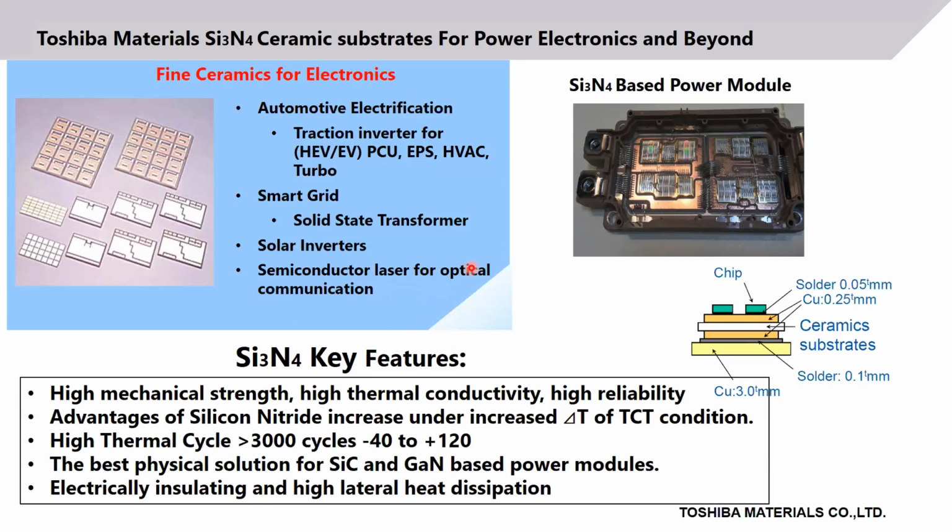A few key parameters for the silicon nitride substrate. It has much higher mechanical strength compared to aluminum oxide, much higher thermal conductivity, and higher reliability. The advantages of silicon nitride increase under larger delta temperature in thermal cycling testing. It has high thermal cycle capability, more than 3000 cycles, from minus 40 degrees to 120 degrees. And it's the best physical solution for silicon carbide and gallium nitride power modules.